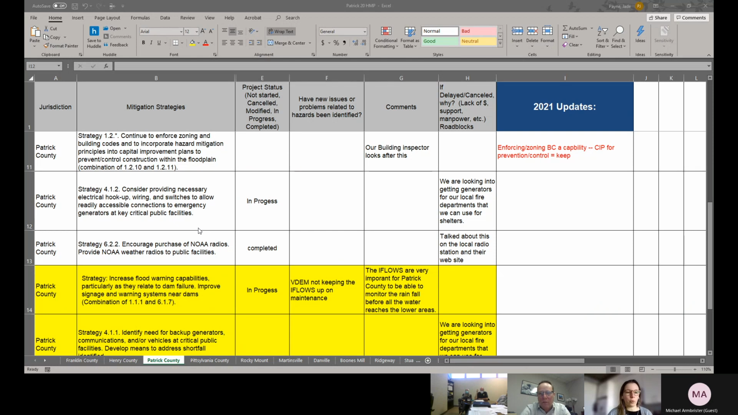Okay, so strategy 4.1.2: consider providing necessary electrical hookup, wiring, and switches to allow readily accessible connections to emergency generators at key critical public facilities. He said we're looking into getting generators for our local fire departments that we can use for shelters. I can take some of the comments from above because I know we covered some of this. Is this something you want to keep in, to continue trying to add these generators to critical facilities? Yes, let's leave those in there. Okay.